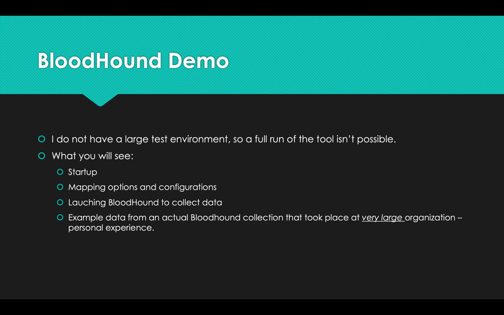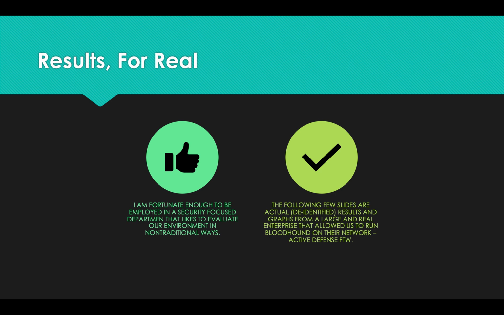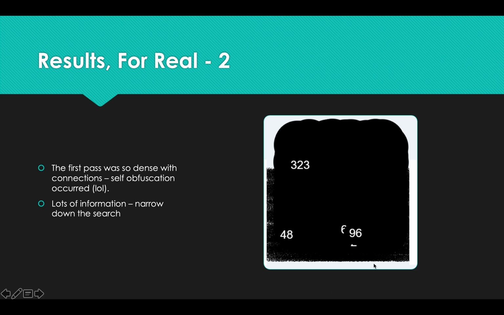So what you'll see here is the startup and mapping options and configurations, and just launching BloodHound. It will fail, spoiler alert, but like I said, that's really not the interesting part here. So here we go. Great, thumbs up for me. I got to do this in a big way before and be involved in that, and that's exciting. Hopefully you'll find that interesting as well. The following slides are real data. But before this makes any sense, let's look at the tool itself.